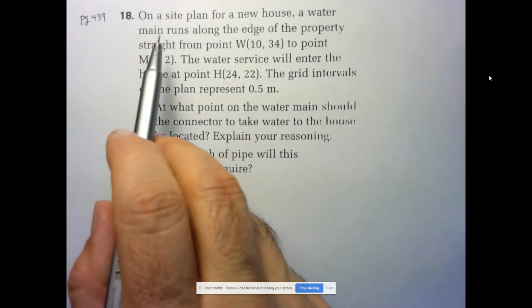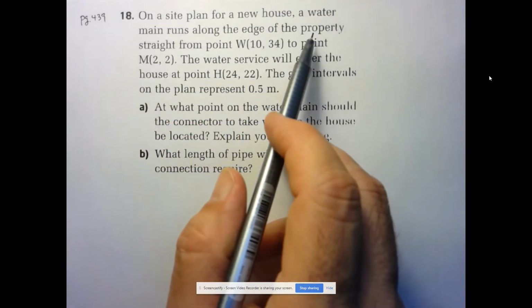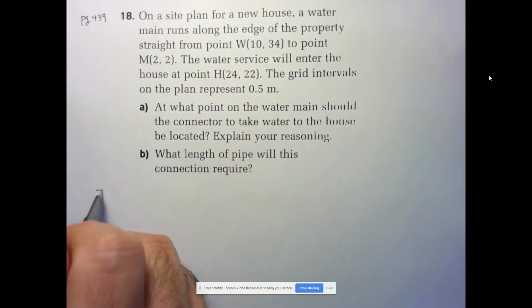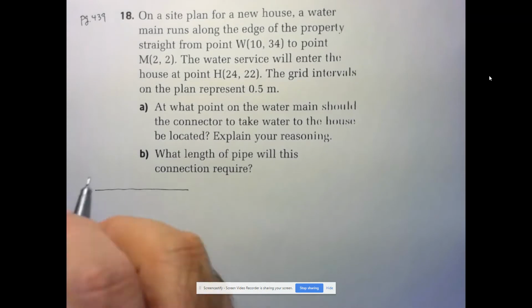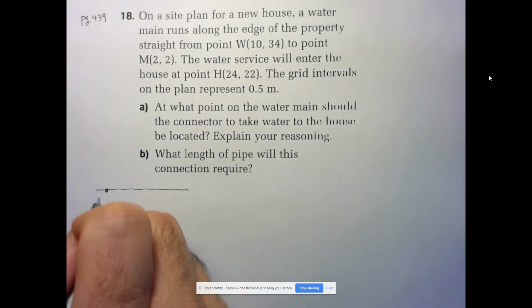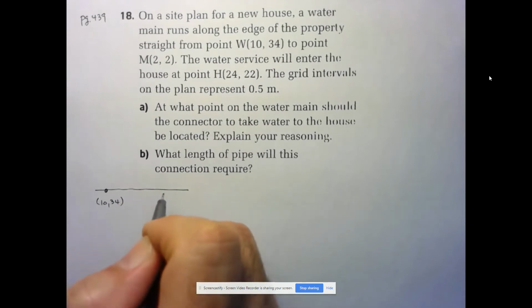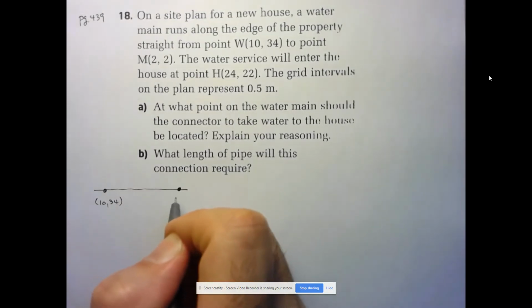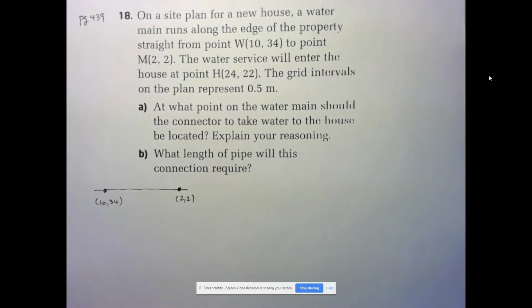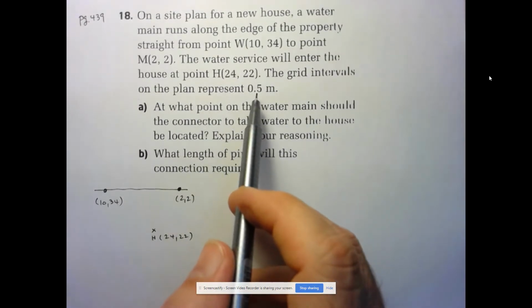On a site plan for a new house, a water main runs along the edge of the property. So let's say this represents the edge of the property and it goes from point W, which is (10, 34), to point M, which is (2, 2). It says the water service will enter the house at point (24, 22). So let's say the house is somewhere here, H, which is (24, 22). And then it says the grid intervals on the plan represent 0.5 meters.